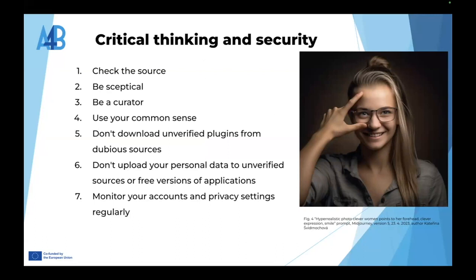So here are my 7 points that you really have to have in mind when you use ChatGPT, for example. Always check the source and be skeptical, because if you play with it already, you can see that sometimes AI can lie. AI can really give you some nonsense. So be a curator. You have to always control the outcomes. So not just copy paste it, but really verify the outcomes. So use your brain and your common sense.